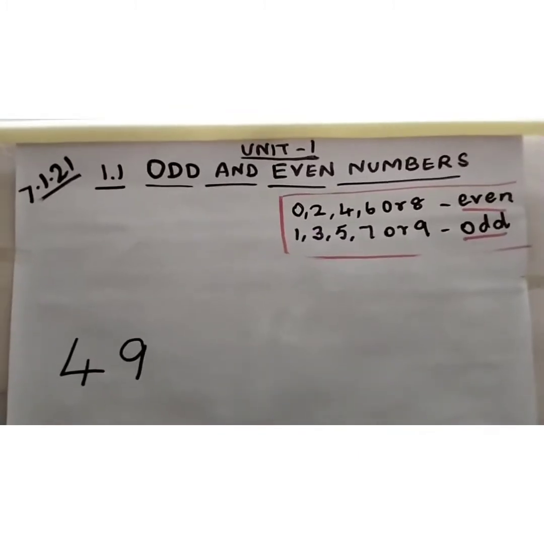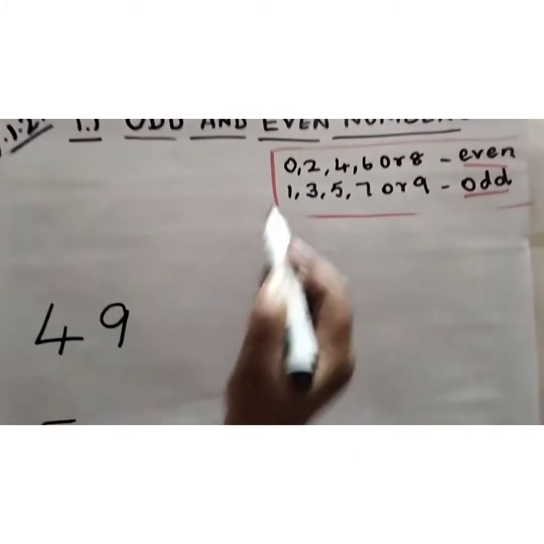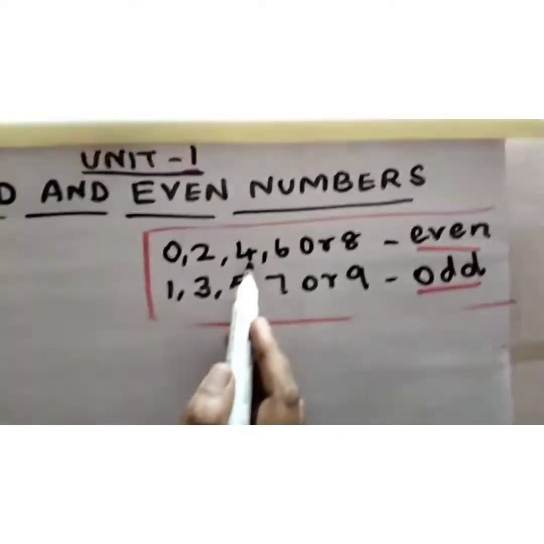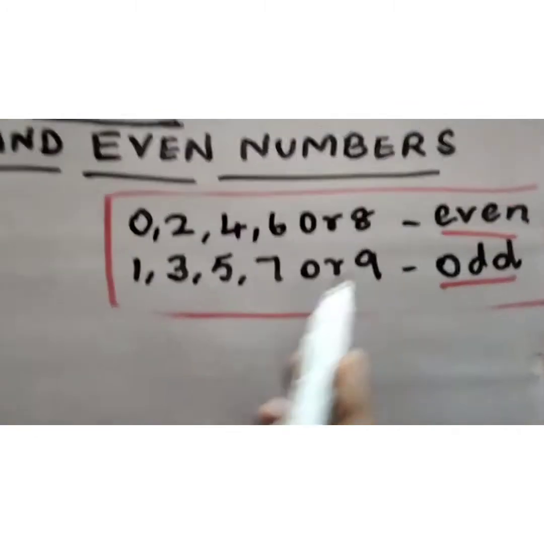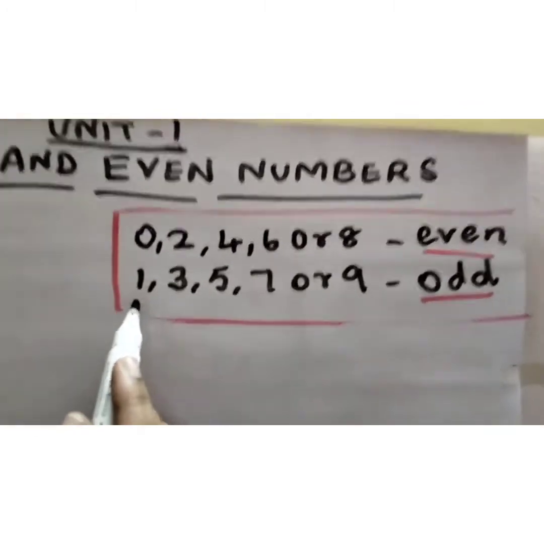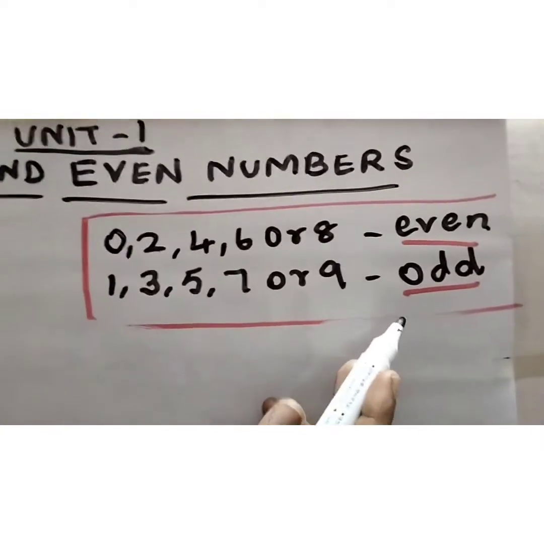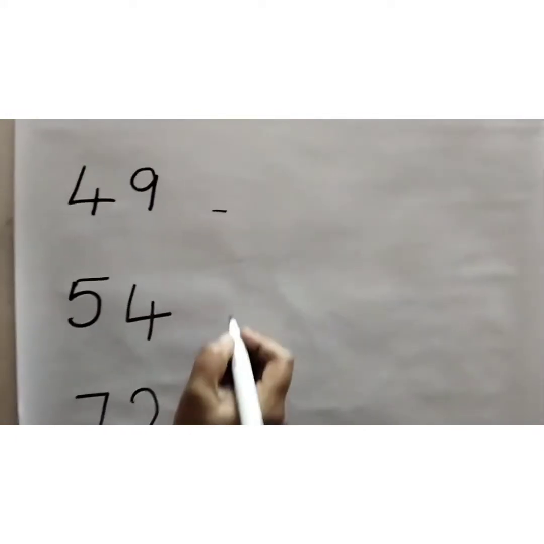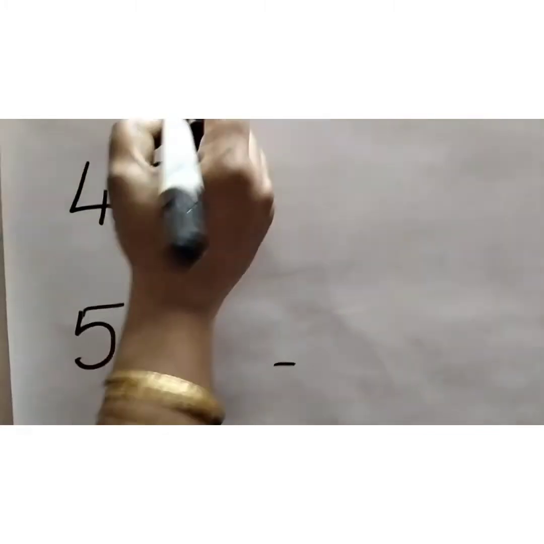Last class we learned about odd and even numbers, isn't it? The numbers having 0, 2, 4, 6 or 8 in their ones place are called even numbers, and the numbers having 1, 3, 5, 7 or 9 in their ones place are called odd numbers. See, I have taken 4 numbers here. We have to find whether each is an even number or an odd number.